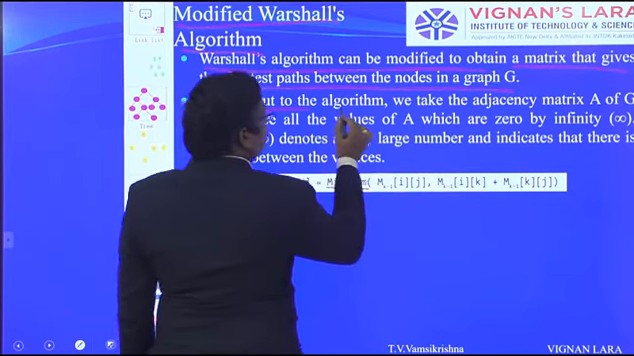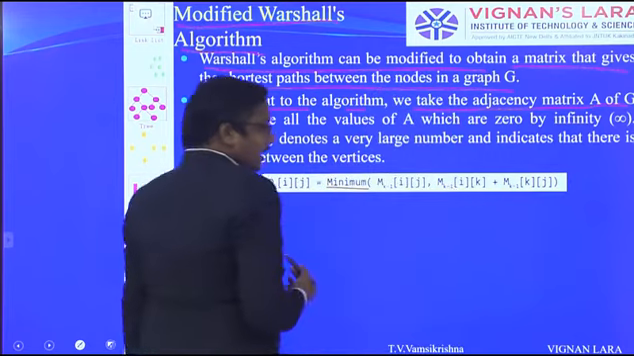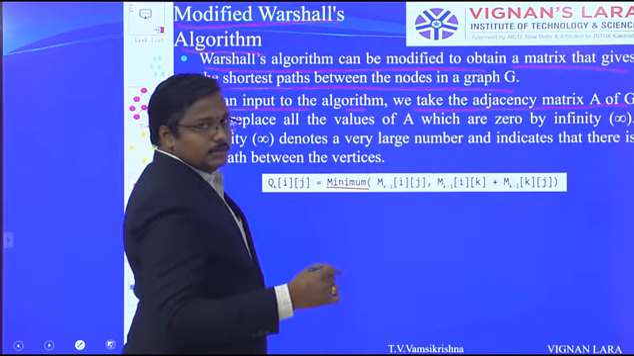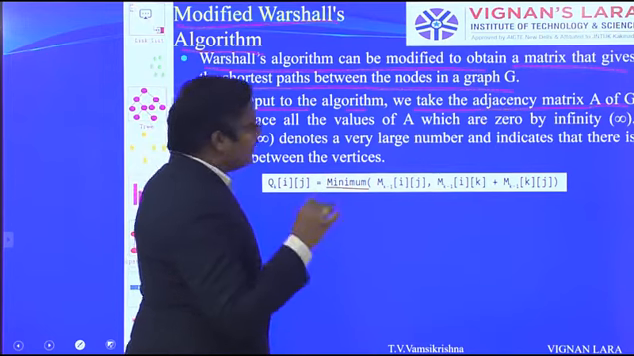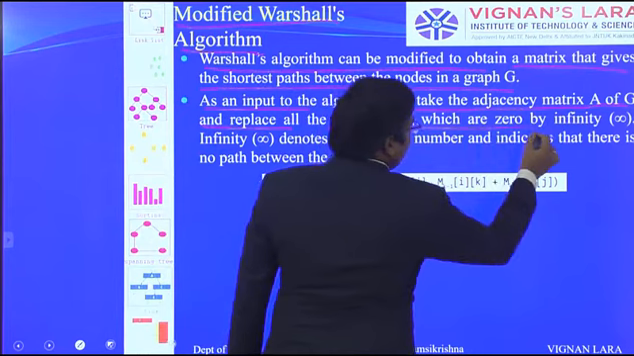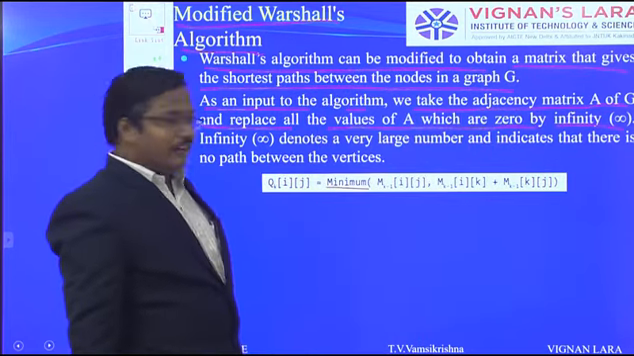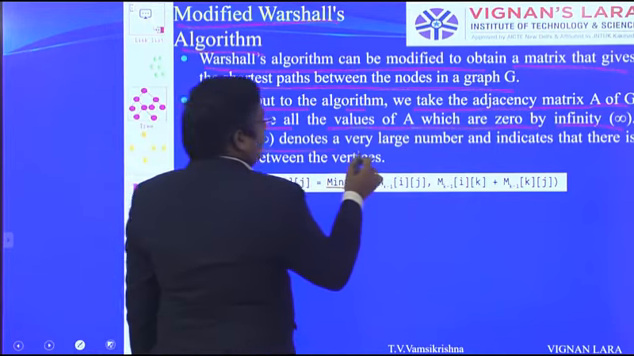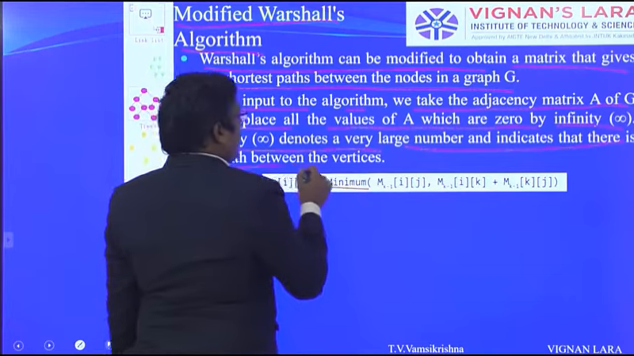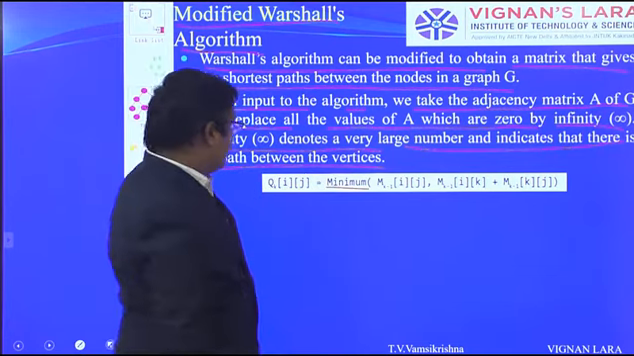As an input to the algorithm, we take the adjacency matrix A of G. A is the adjacency matrix representing the given graph. Replace all the values of A which are 0 by infinity. Infinity denotes a very large number and indicates that there is no path between the vertices.